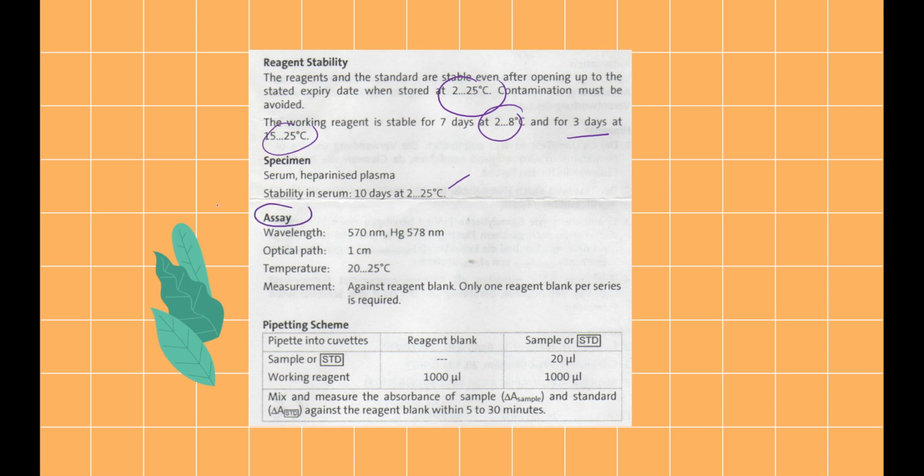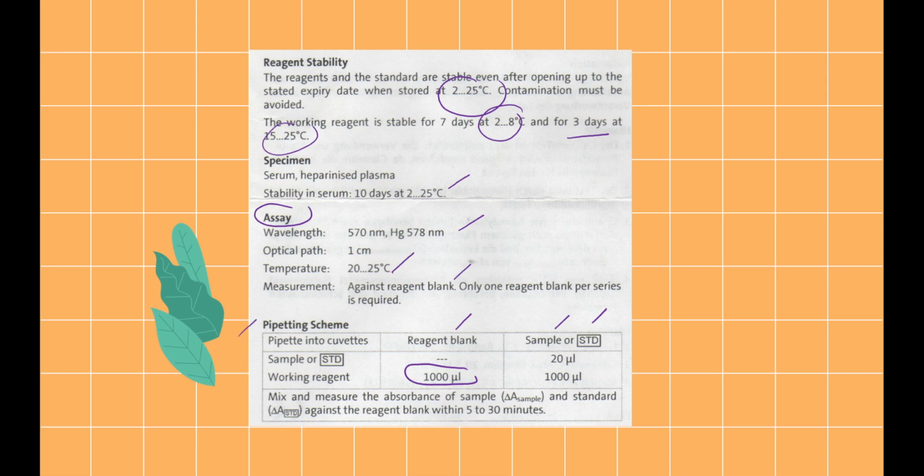Now we proceed with your assay. For your wavelength, you could use either 570 nm or 578 nm. For temperature, that is room temperature, 20 to 25 degrees. The measurement is made against the reagent blank. And then this would be our pipetting scheme. For the reagent blank, it is just your working reagent, nothing else to be added. For your sample or standard, of course, for the standard, it is our standard reagent bottle that we add to our working reagent, while for the sample, of course, that would be your sample.